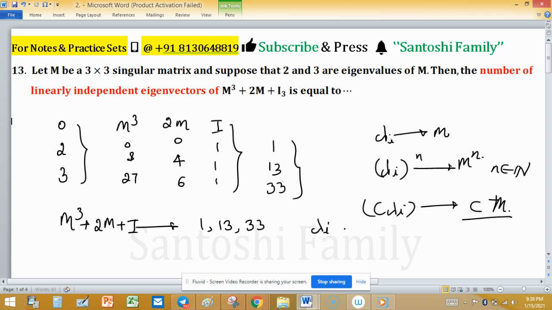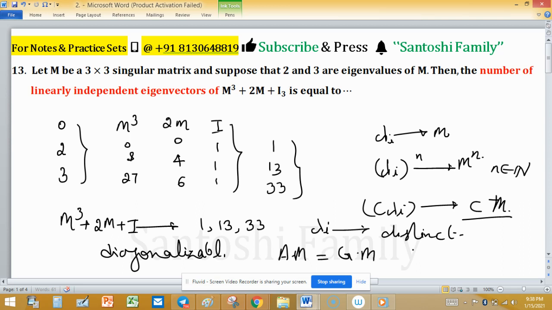It means each lambda i is distinct, so this matrix is also diagonalizable, and a diagonalizable matrix has algebraic multiplicity equal to geometric multiplicity for each lambda i. Each eigenvalue has geometric multiplicity 1, because this is a 3 by 3 matrix with 3 distinct eigenvalues. For each eigenvalue there exists a distinct eigenvector, and these eigenvectors will be linearly independent. So the number of linearly independent eigenvectors of this sum matrix, M cubed plus 2M plus I, will be 3.